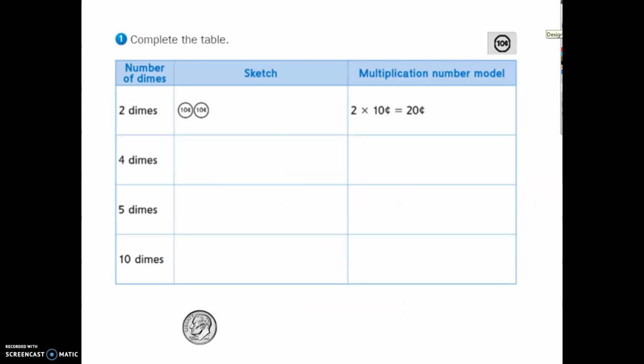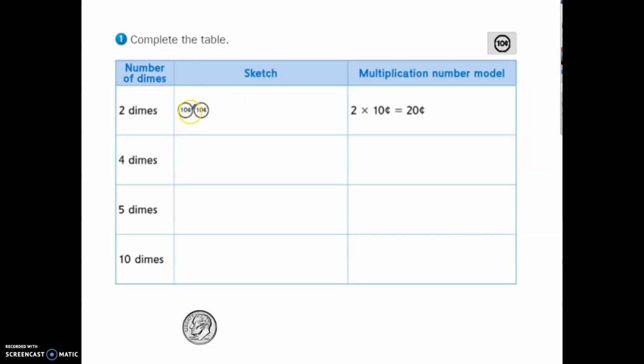So this is page 21 in your math journal. What we're going to do is sketch in some dimes. You're going to sketch in the dimes. I'm going to move my dime, and we're going to make number sentences to go with it. They have the first one done for us, 2 dimes.